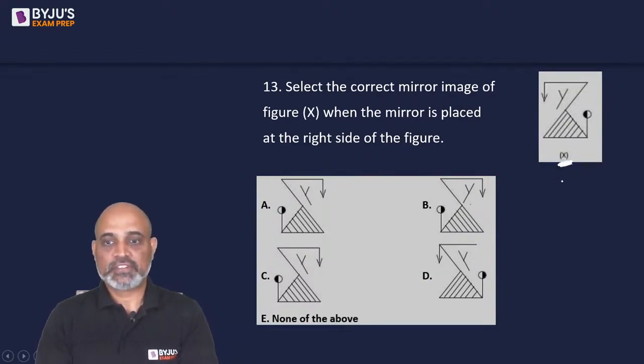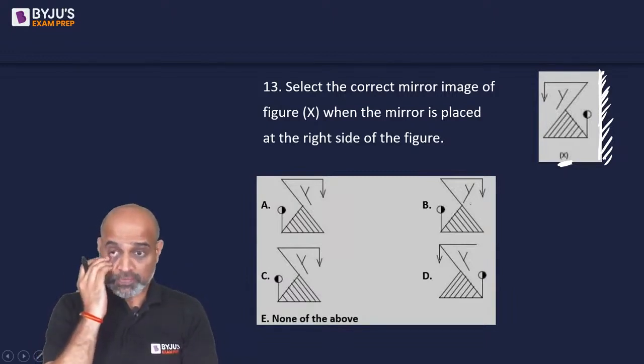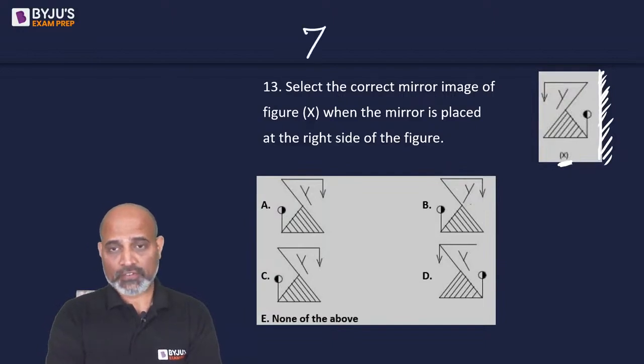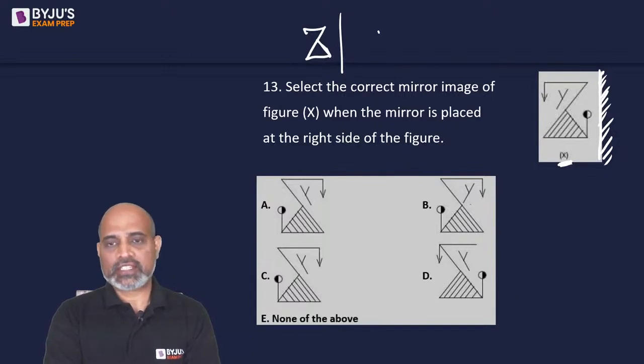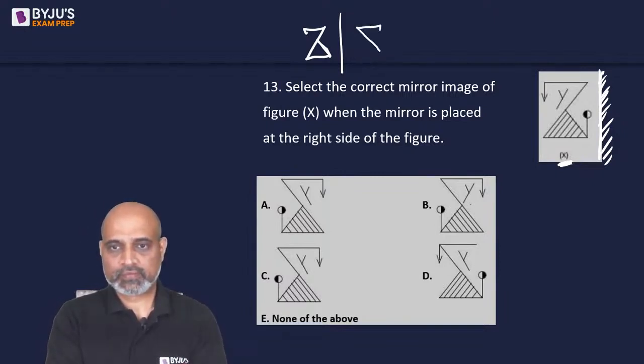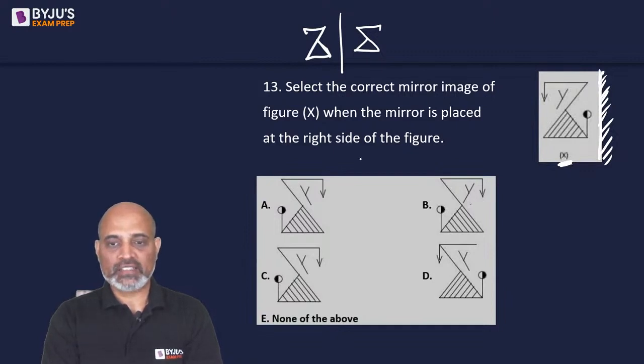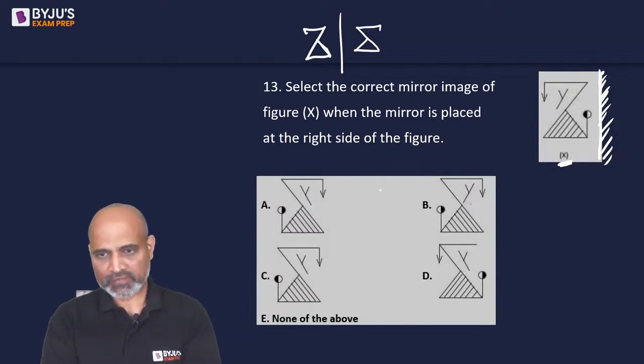This figure X, when the mirror is placed at the right side of the figure. So if the mirror is placed here, what kind of shape will we get? So this Z. If you have a Z and place a mirror, the Z is going to look like this. You have to find this one first. So you will find this in all. It's in all of them, right? No.